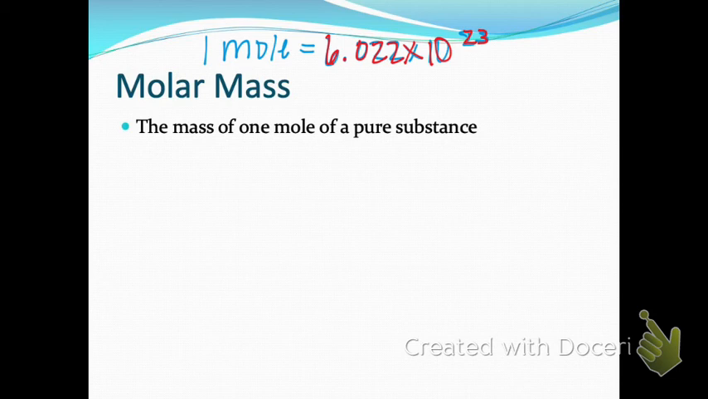So this amount, think of it as like a dozen, right? But a lot bigger. If I have a dozen donuts, how many do I have? 12. If I have a dozen roses, how many do I have? 12. A dozen baseballs, 12. A dozen, whatever, 12. A mole is the same thing. So 1 mole of hydrogen atoms would be this many hydrogen atoms. 1 mole of oxygen atoms would be this many oxygen atoms, right? It's just a bigger amount, so it's a huge quantity of things.